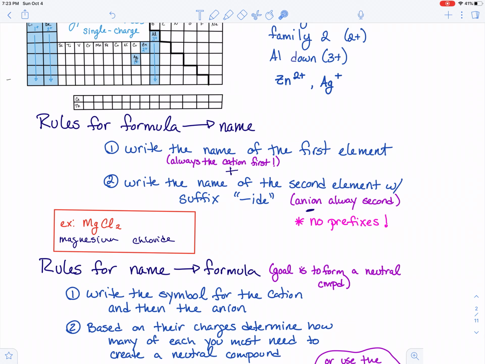So here's our first example. We have Mg, that is magnesium. We have Cl, that's chlorine, but we take the second name and we use the suffix "ide." So I'm going to take off the INE, and I'm going to replace it with IDE. So it's going to become chloride. So then the name is magnesium chloride. So pretty easy. Now, your question is probably, hey, what about that 2? Well, you don't need to worry about that in the name.